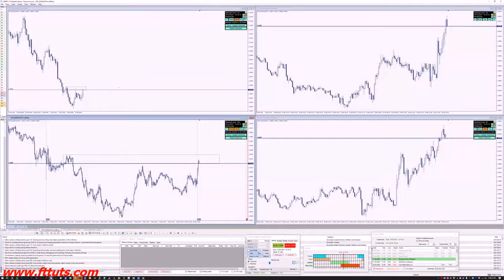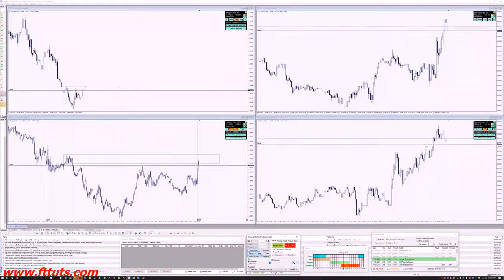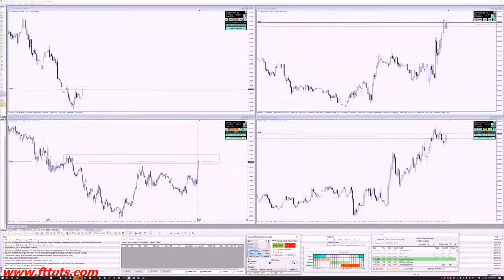So just a quick lesson on structure for you guys. It's obviously a very important component to trading. And if you're not good at it, practice it. I still practice it myself. It's important.